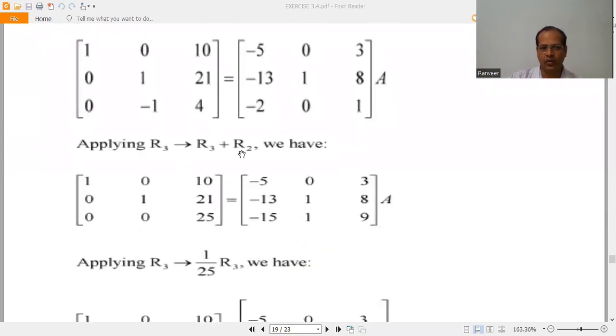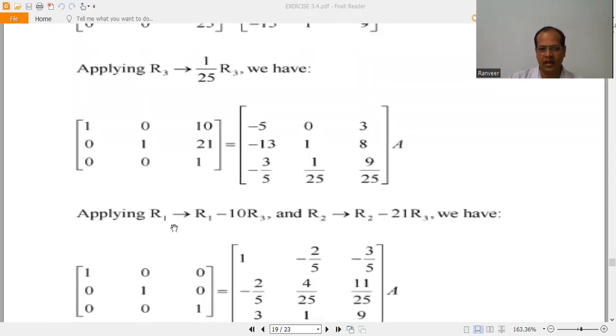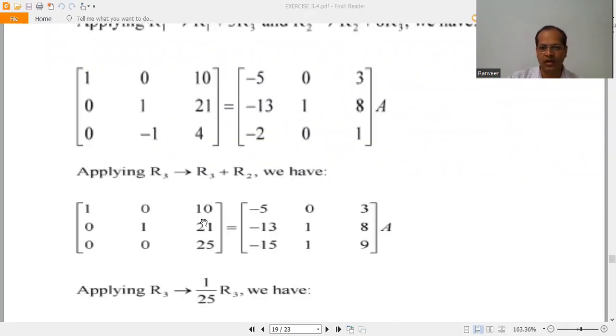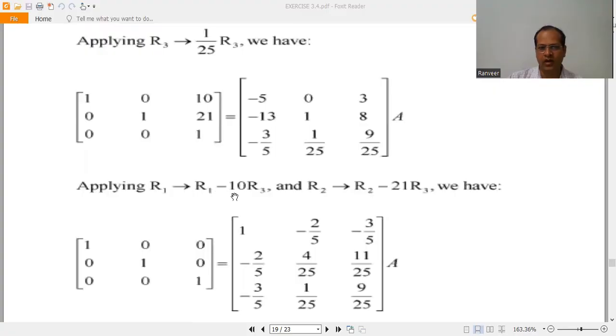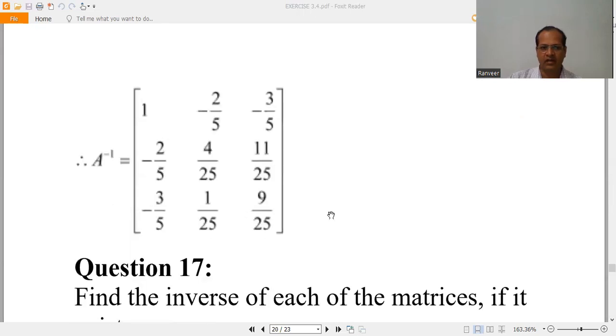Now R3 tending to R3 plus R2. So this is the value, and R3 tending to R3 by 25. Here we will get 1, and there are a lot of operations in the row. Since we started with the row, we have to complete a lot of operations in the row. So R1 minus 10 R3, R2 tending to R2 minus 21 R3. So 1 0 0, 0 1 0, 0 0 1. So this is the value we got, and A inverse is the inverse value of the given matrix.